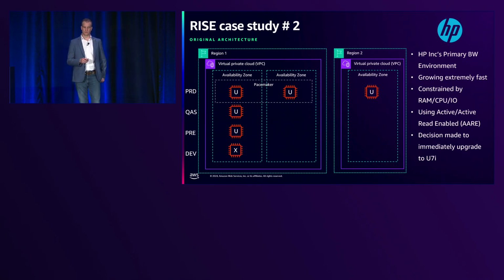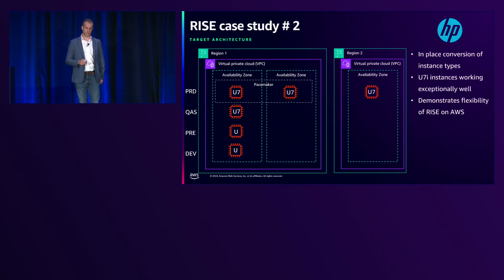So we decided to immediately upgrade to U7i 24 terabyte. It was a very elaborate migration strategy: there was a shutdown, an instance change, and then we started it. I did want to tell you there was a huge story here, but that's really it. It was as simple as that, and it really drives home the point also brought up by my AWS colleagues. It's a real-world demonstration of improvements between Cascade Lake-powered Gen 1 and the Sapphire Rapids-based U7i, and certainly demonstrates the flexibility and benefits of RISE on AWS.